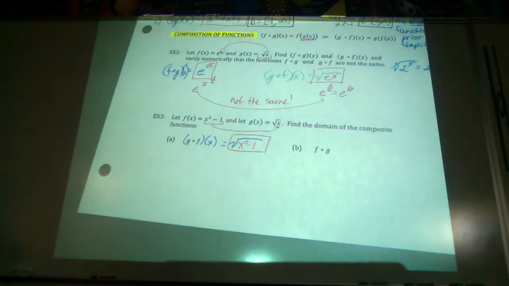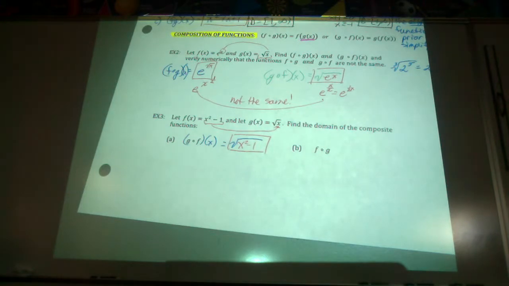That can't be simplified because x squared minus 1 becomes x plus 1 times x minus 1. It's not a perfect square. You cannot take the square root of it. Each one of these individually are, but as a whole you can't take its square root. So, what are you going to do about the domain?